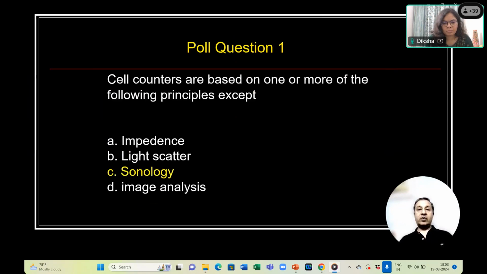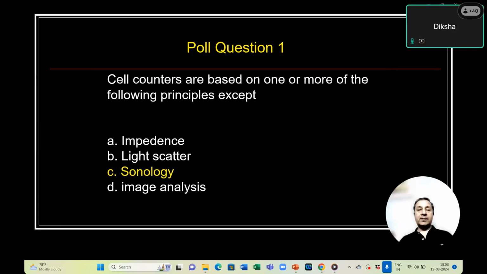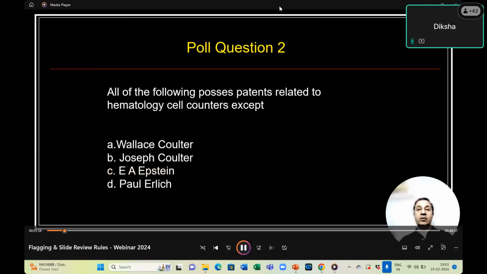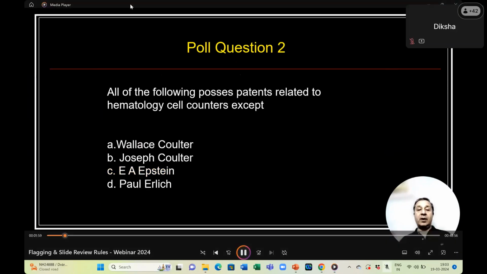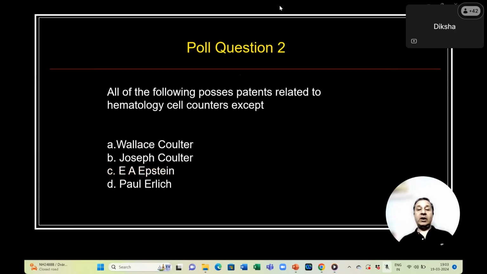Obviously, we know that most of our cell counters are either based on impedance or light scatter or a combination of both. And in today's day and age, we also have some analyzers which are based out of image analysis. The next question is that all of the following possess patents related to hematology cell counters except. So you have Wallace Coulter, Joseph Coulter, E. A. Epstein, and Paul Ehrlich. And of course, the answer is Paul Ehrlich.